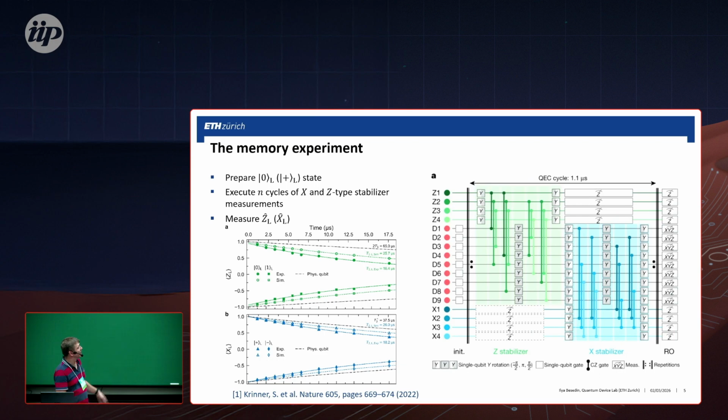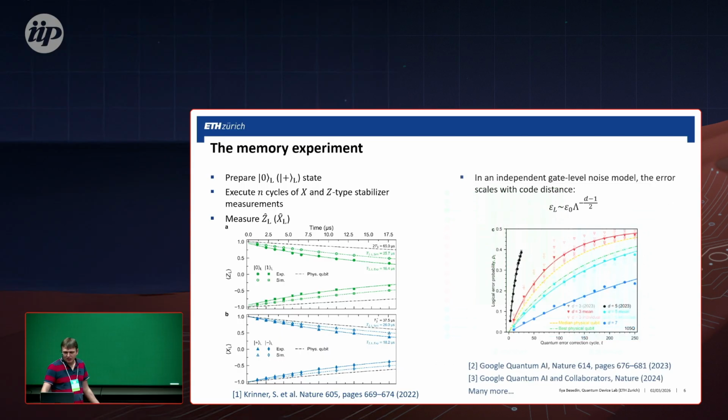So you can preserve the state, and you can include the results of the mid-circuit measurements of the stabilizers and do some error correction. Or you can not do that. You can see that if you actually correct errors, it's better than not correcting them. Yeah, that's a memory experiment.